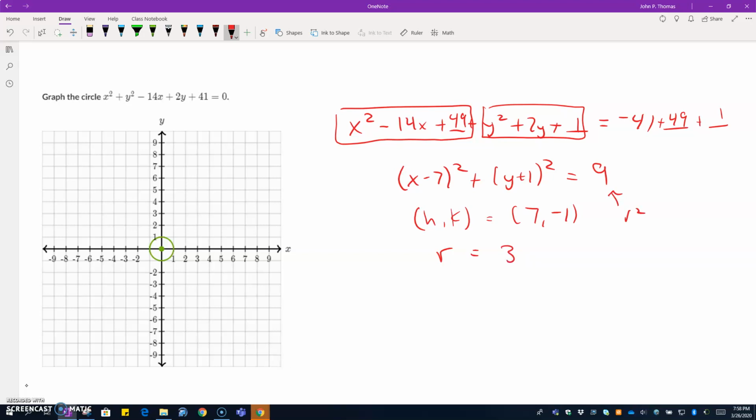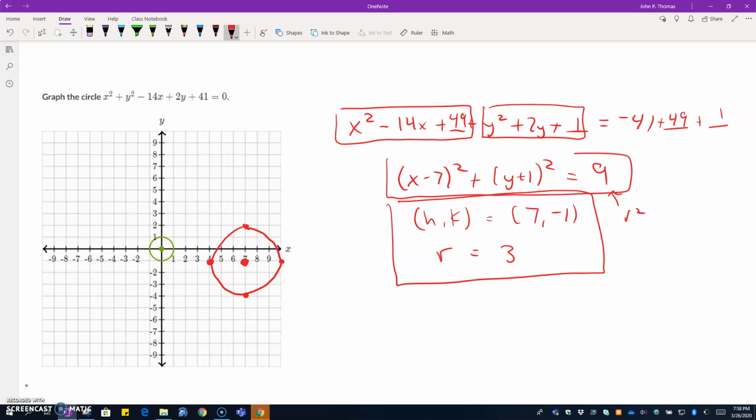So I'm going to go over 7 and down 1. There's my first point. Radius is 3, so I check the scale. It is by 1. Go up 1, 2, 3. I go to the right 3, I go down 3, and I go left 3. All right, and then I do my best to sketch in a fairly decent circle. It's not going to be perfect. We need a compass if we wanted it to be. But this is the key information. This is our standard form. And then we get a nice picture of the circle.